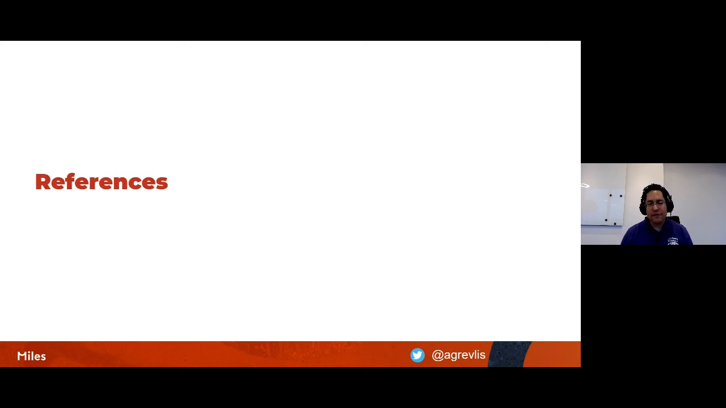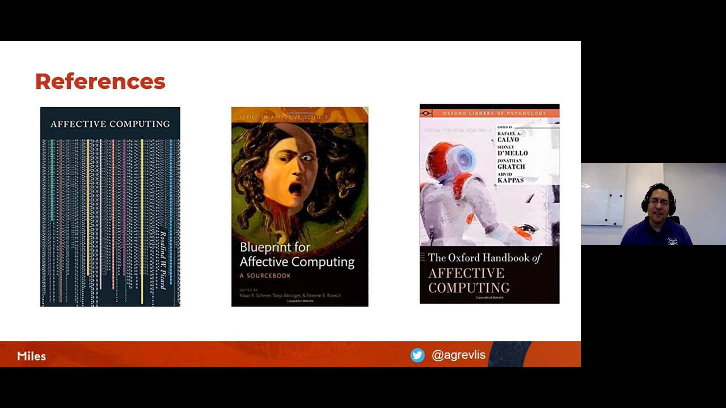So finally, I have some references. I hope that you found this interesting and you want to learn more about this. Then I can recommend these books. The first is the Affective Computing book by Rosalind Picard that started everything. Then we have a book called Blueprint for Affective Computing by Klaus Scherer and Tanja Bänziger. And we also have the Oxford Handbook of Affective Computing by Calvo, D'Mello, Gratch, and Kappas.